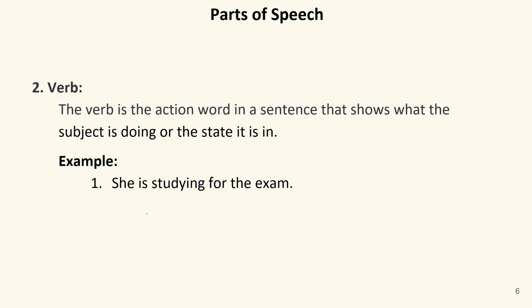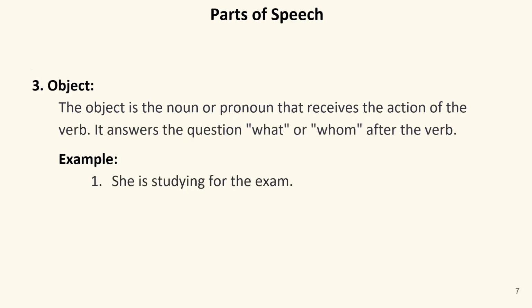Then we have verb. Verb is actually the action word. So studying is a verb. The verb is the action word in a sentence that shows what the subject is doing, the state it is in. That is verb. The state it is in will be discussed in the chapter of verb in detail. There you will definitely come to know what it means. Now object. The object is a noun or pronoun that receives the action of the verb. Object is the receiver of the action. For example, if I say I teach.